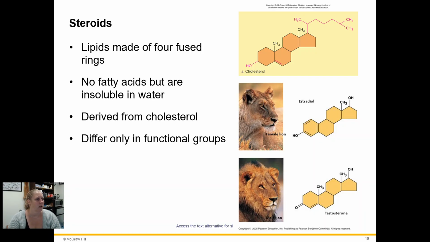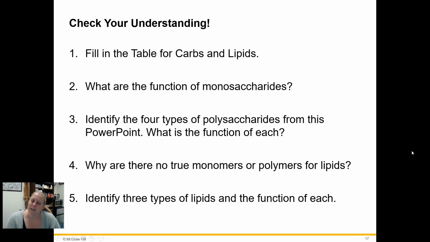Okay? So that is our carbohydrates and our lipids, both of which are carbon, hydrogen, and oxygen, but in very different ways. So make sure you can fill in the table for carbs and lipids, and then make sure you can answer these questions for the check your understanding. Once you've answered these, we will move on to the next part of our lecture.